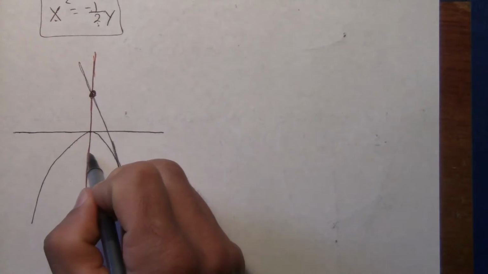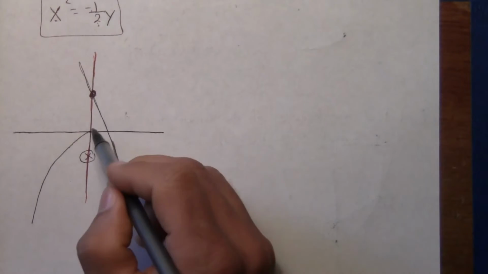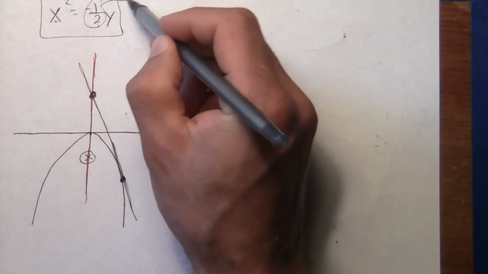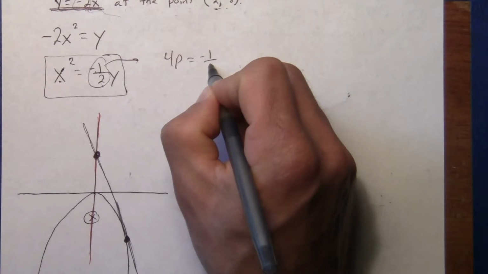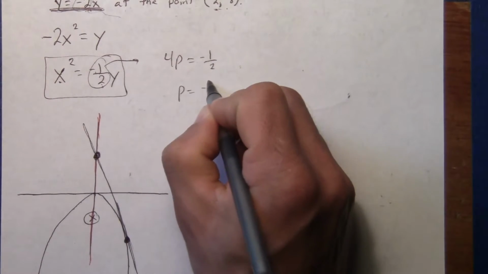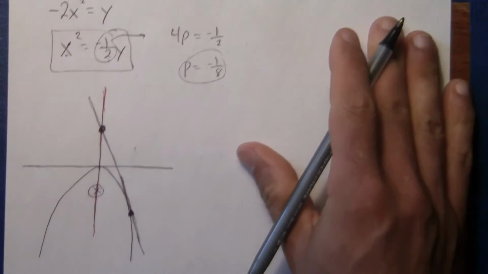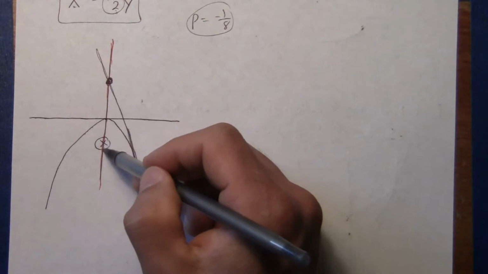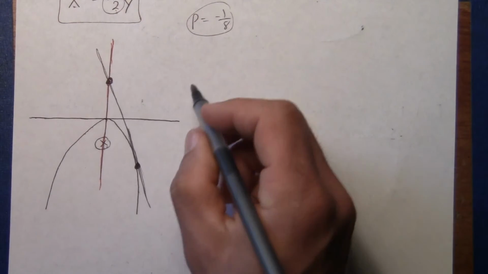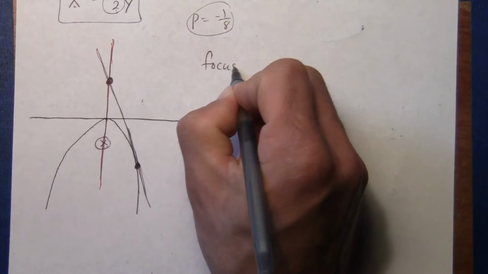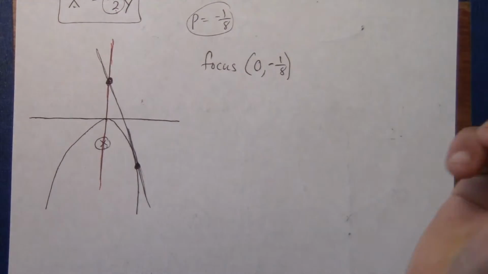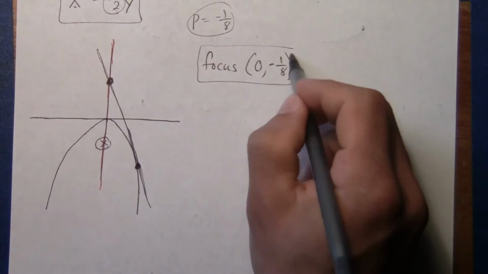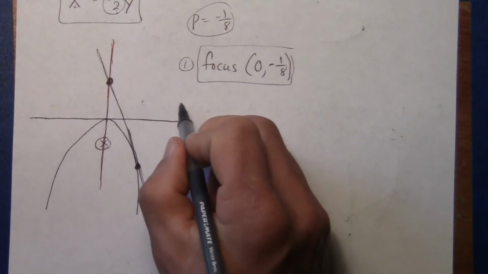So step 1, need to figure out what the focus is. I know the vertex point is 0, 0. I can now take this and set it equal to 4p and try to solve. So if I divide both sides by 4, I end up with negative 1/8. I am going down here to get the focus, so my focus is going to be 0, and then subtracting 1/8 from 0 gives me negative 1/8. There is step 1. I've got the focus.